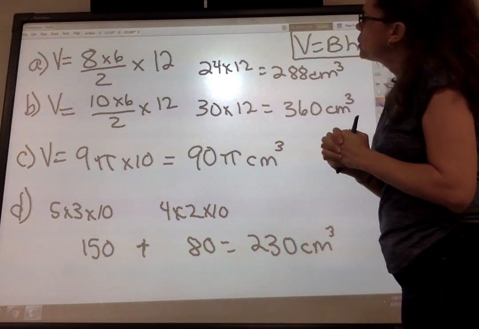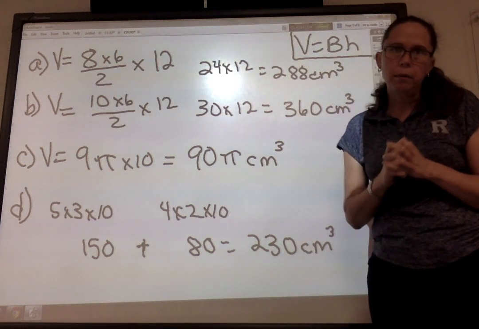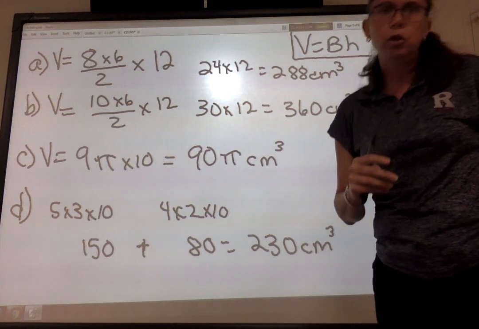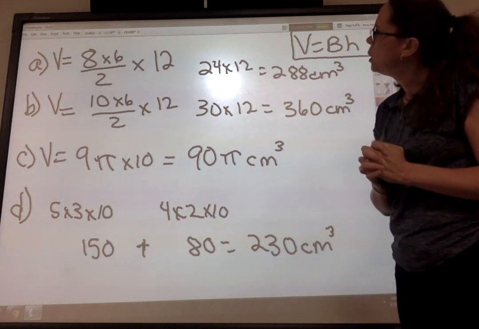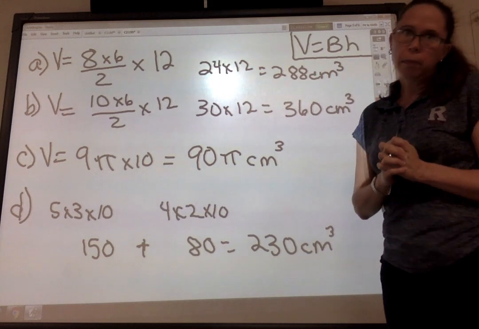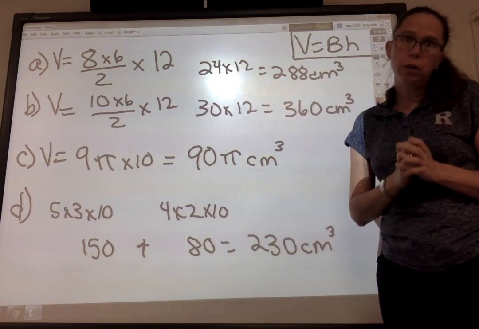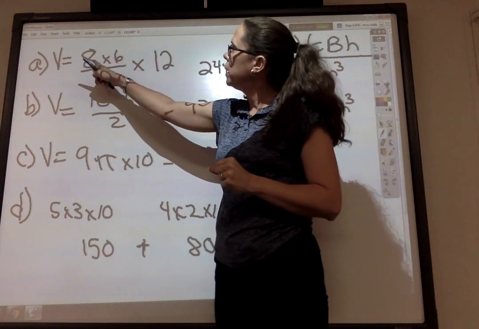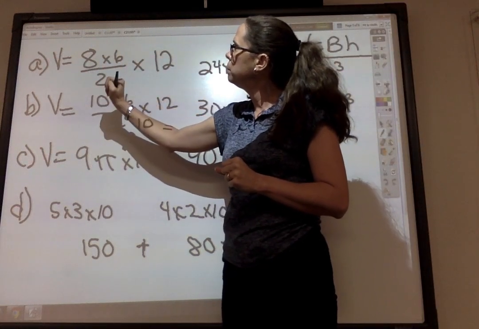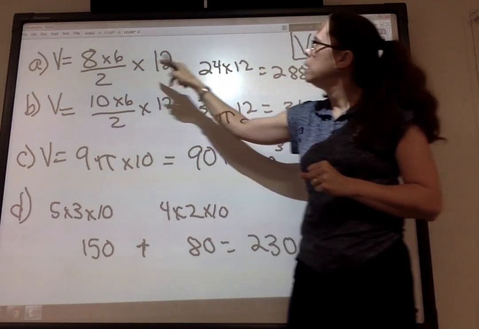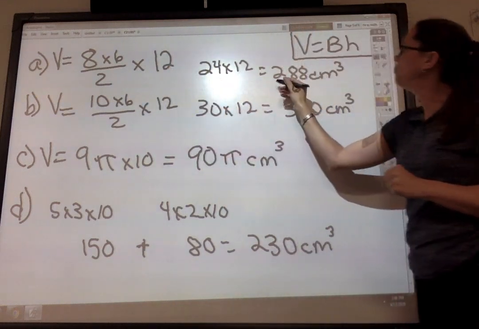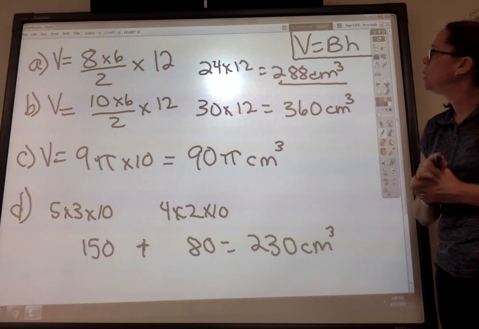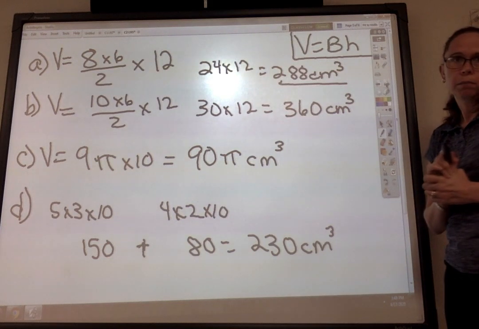Okay, so we're just doing A through D on the practice set, guys. For A, we have a triangular prism. So we have to think about the shape of our base. The base of the figure is a triangle. So for my capital B I'm going to do area of a triangle. 8 by 6 divided by 2. That gave me 24. My height was 12. My final volume on A is 288 centimeters cubed.